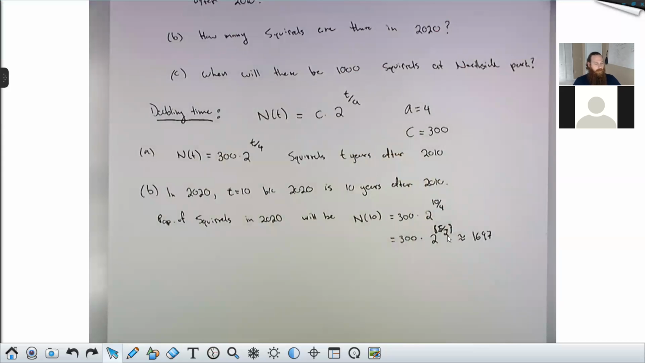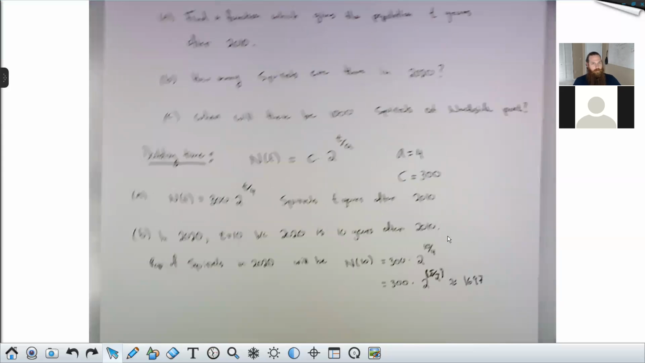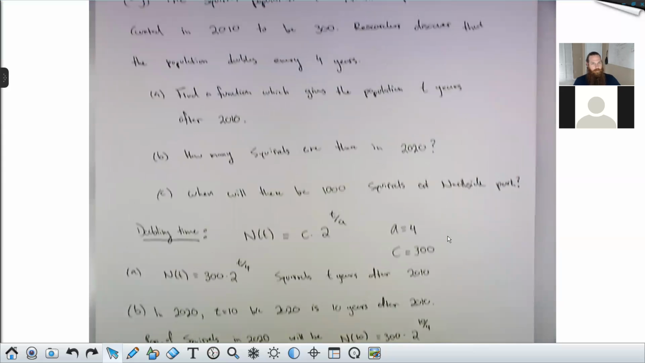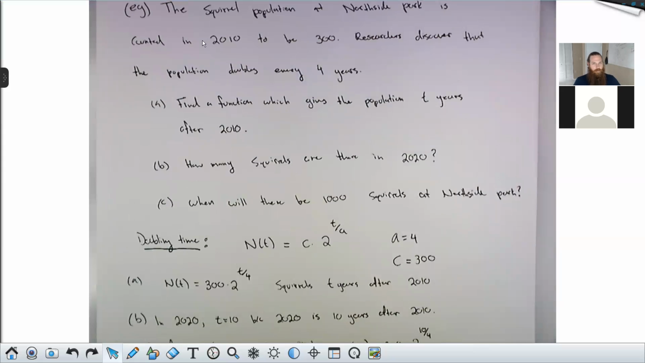Yeah, t is the number of years after we started counting. So in this setup, in 2010, they counted the number of squirrels to be 300. So 2010 corresponds to t equals 0, the value of the variable t equals 0.